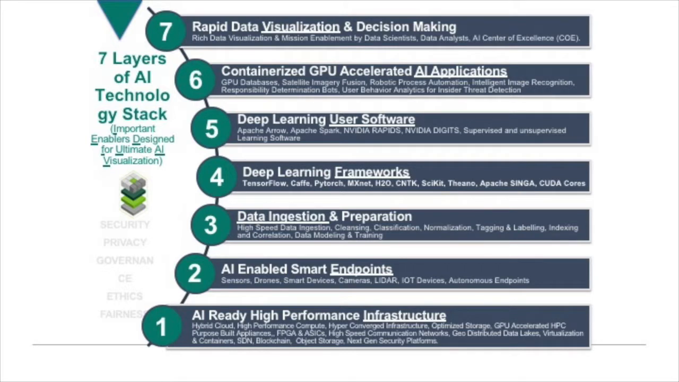So this is one of the important slides I want to talk about, the 7 layers of the AI stack. What do I need from a technology perspective as an agency to be ready to take advantage of this big disruptive revolution of technology? So I divided it into 7 steps. Let's start from the bottom. Layer 1 is your infrastructure.